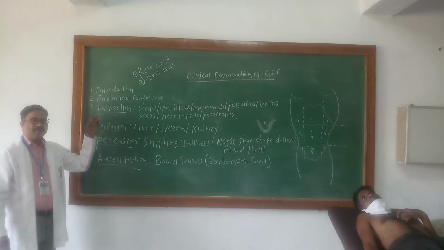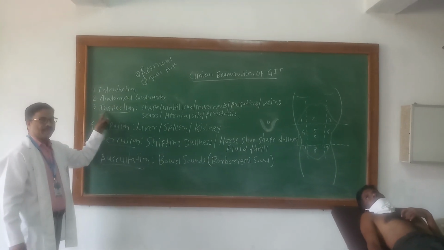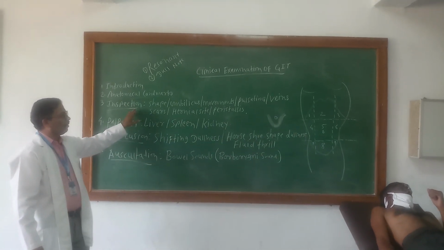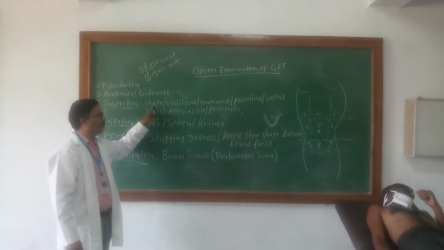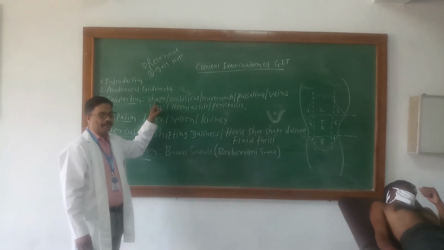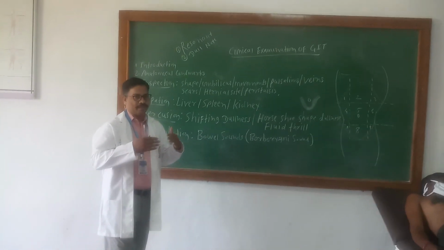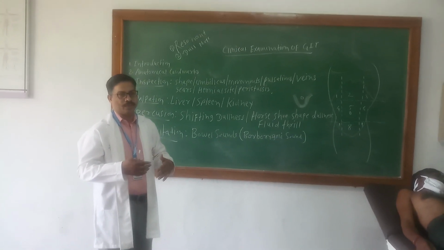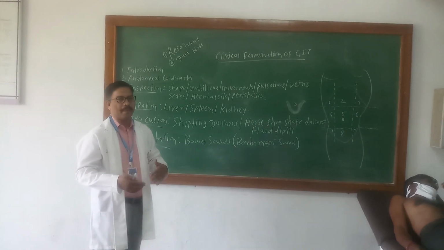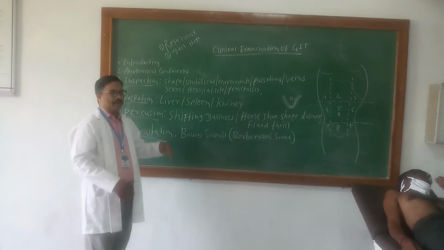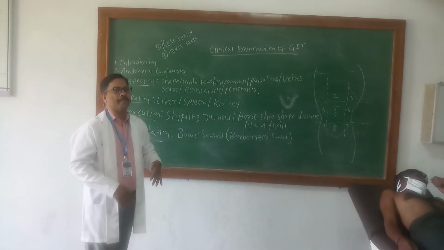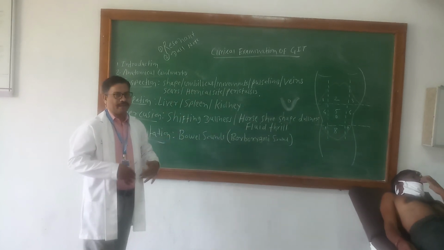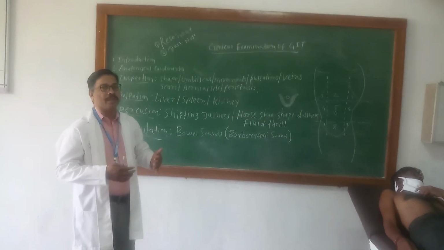Then we are going to examine the GIT under 4 headings: inspection, palpation, percussion, auscultation. In the inspection, first is shape. We will examine the shape of the abdomen. Normally, in a healthy subject, it is flat. It is distended in obesity, excessive deposition of fat, constipation, and pregnancy, and it is sunken or scaphoid in malnutrition. Then the umbilicus: normally in a healthy subject it is inverted, while in an obese patient or an ascitic patient it is everted.